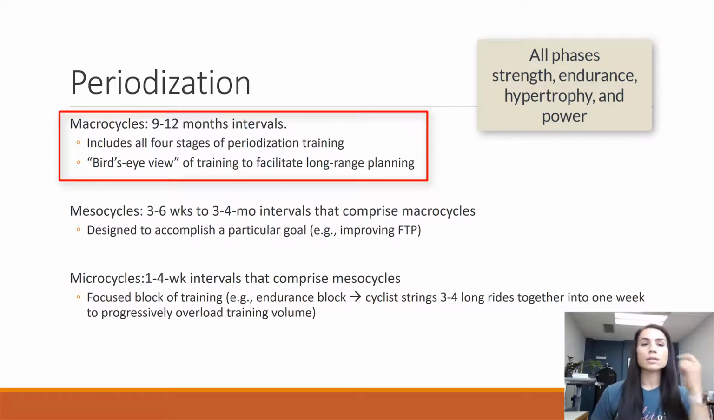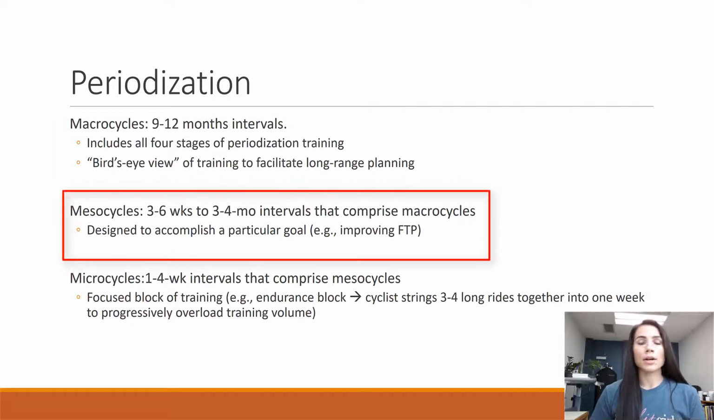And again, your macrocycle is your bird's eye view of your training. Okay, so again, you're going to be able to look at that and see for 9 to 12 months, this is what we're doing and this is why we're doing it. Your mesocycles are going to be those 3 to 6 week or 3 to 4 month intervals, again, depending on what your client's training for. And those are what comprise those macrocycles. And remembering that these are designed to help accomplish a very specific tailored goal.